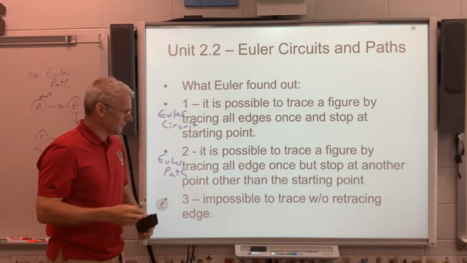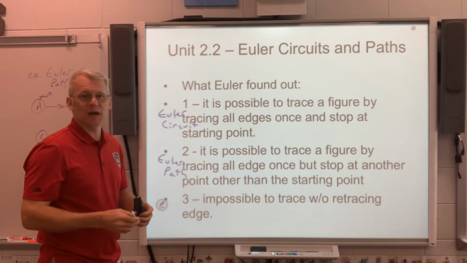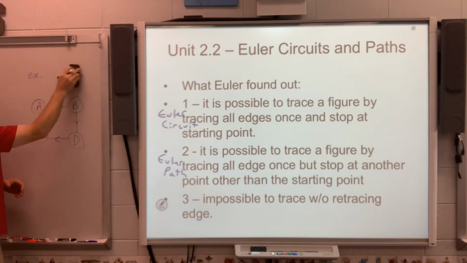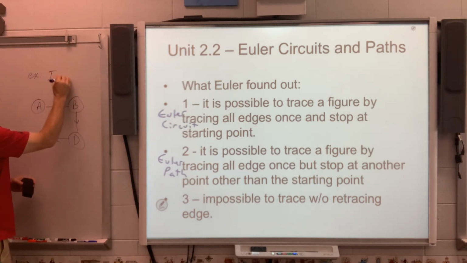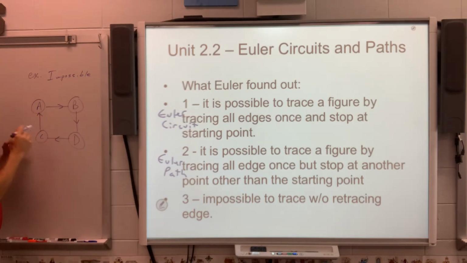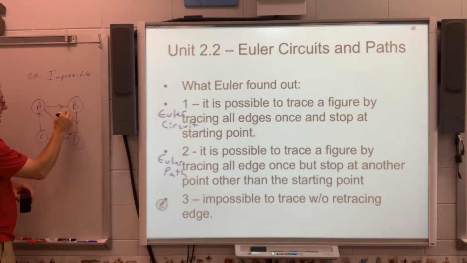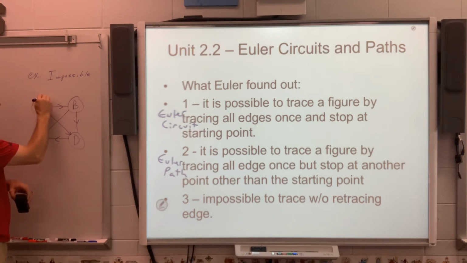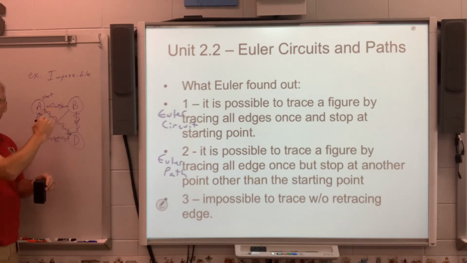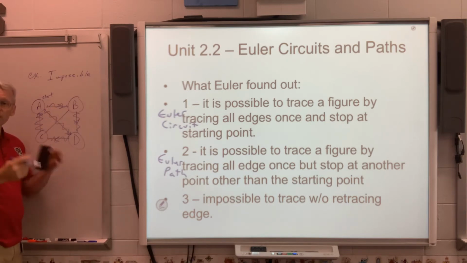And then the last thing he said is, sometimes it is impossible. Sometimes, no matter how you do it, it can't be done. So the third one is what's called impossible. So right now it's good. I'm actually still good. But if I have another edge, let me say this is where I start. I've gone down, I've gone down, I've gone down, I've gone through, I've gone this one. I can't get to this last one, B to C, unless I cross an edge twice.